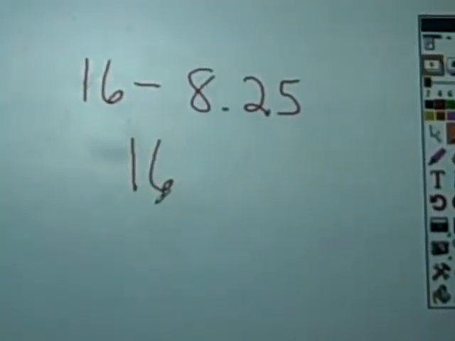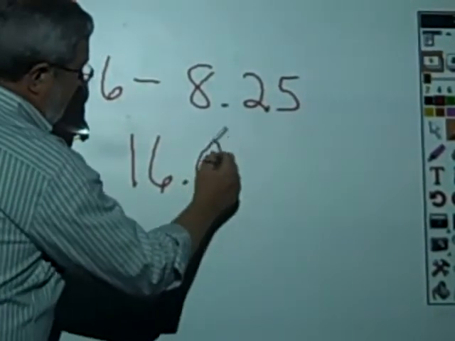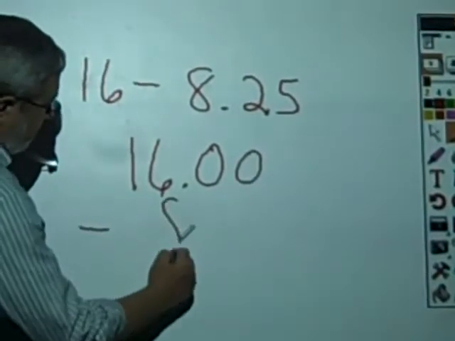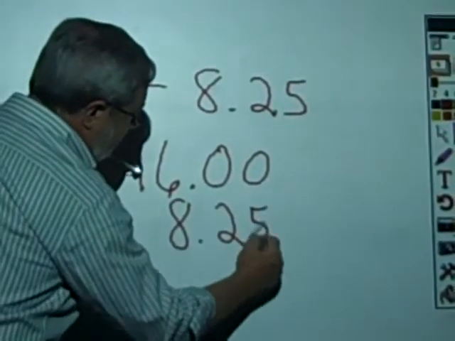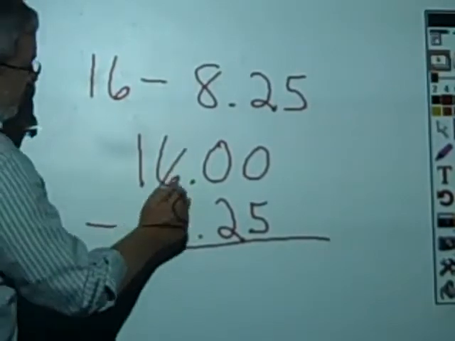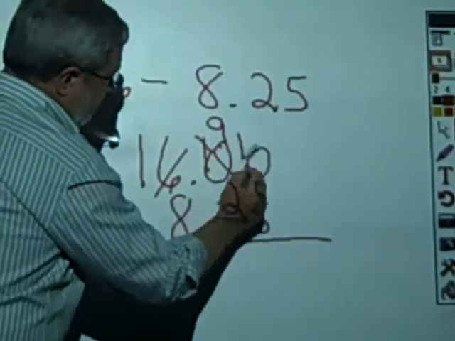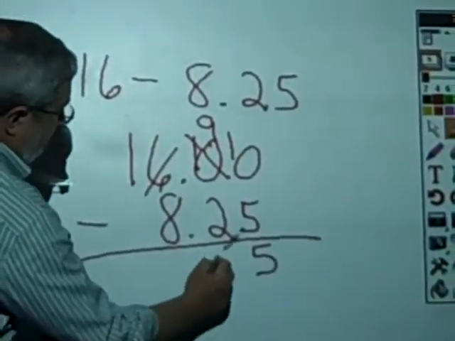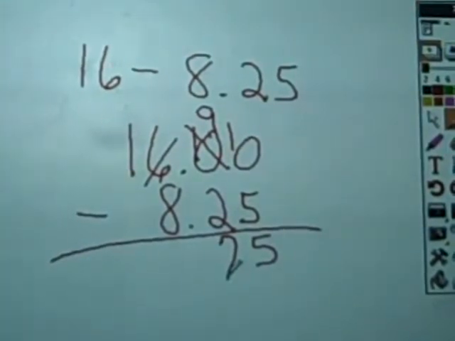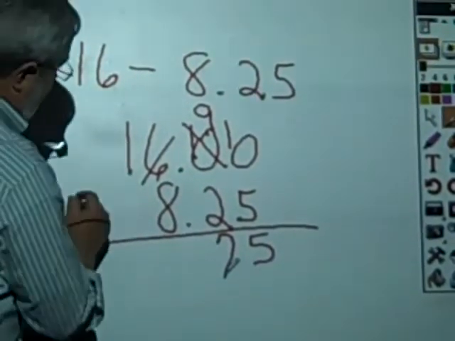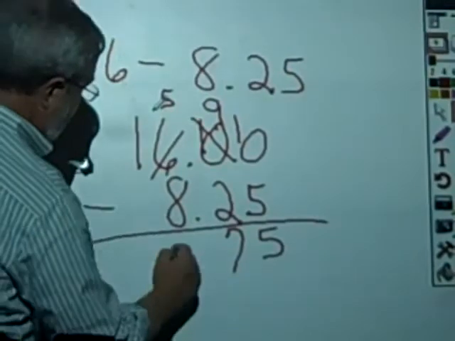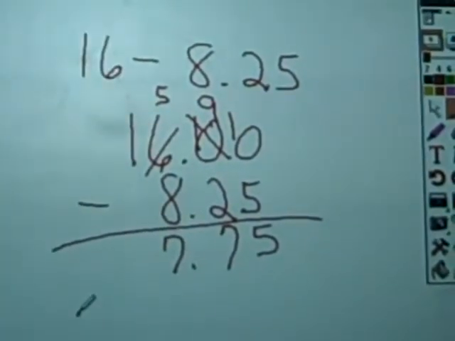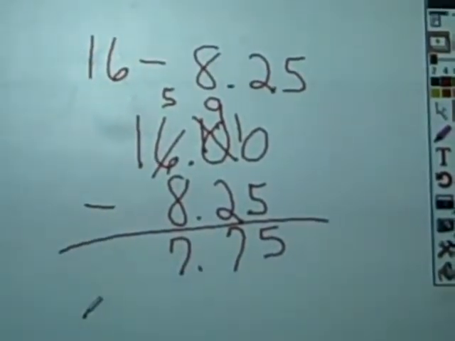Now, if I do this, what do I have to do? A whole number, I need to do what? Put my decimal behind it and my 2 zeros. Then I'm going to list my 8.25 underneath here and bar across and do this. And I can't see what I've got, so if I do that, I should have 7.75 for that answer right there.